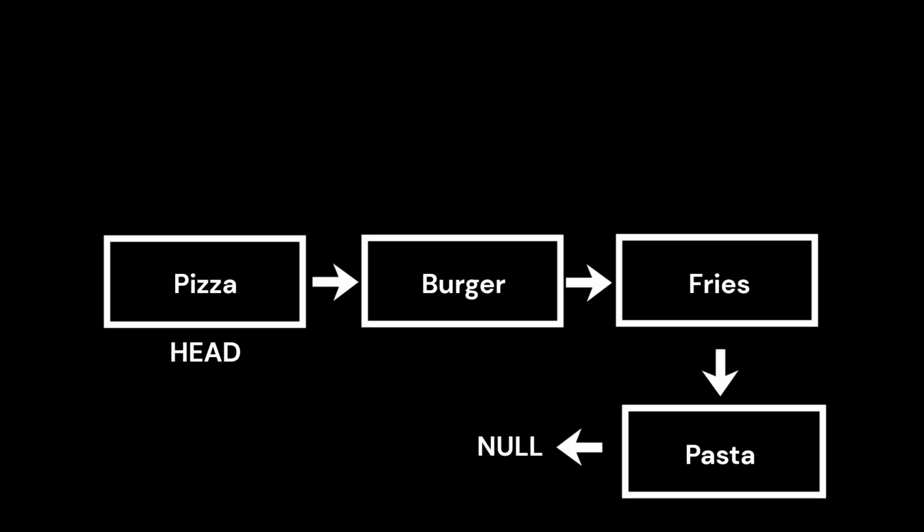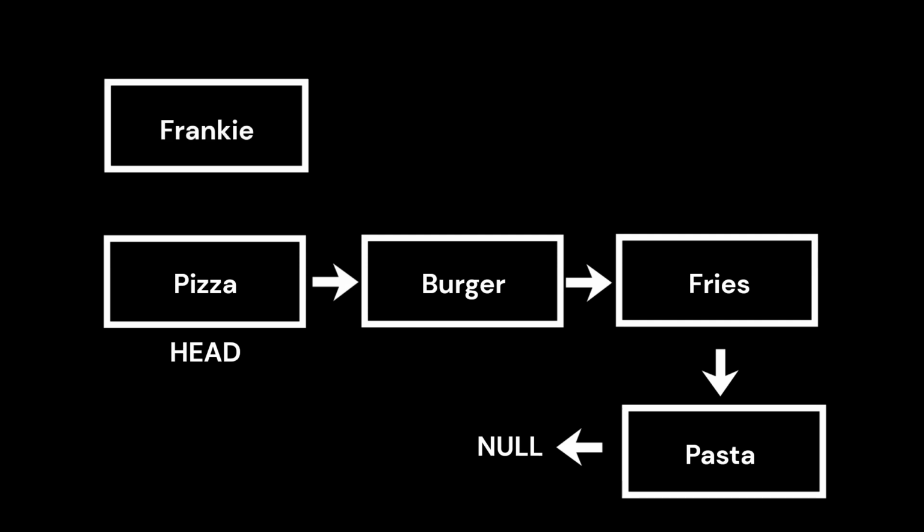Now if you want to add a new node in the first position, you first point that node to head and make that node the head of your linked list. Make sure the order is important. If you make the first node the head without pointing it to the other node, you will lose the rest of your list.